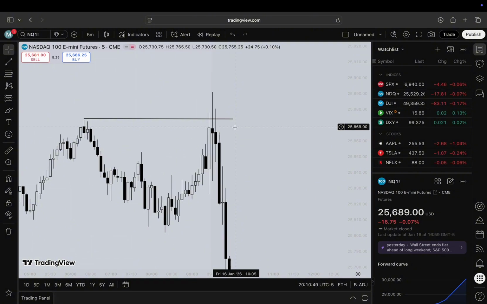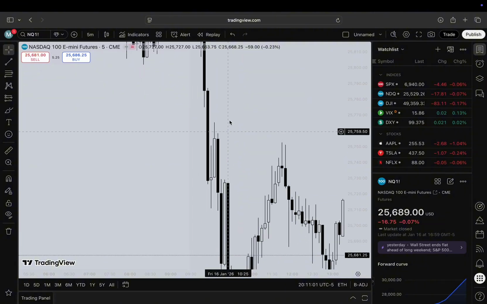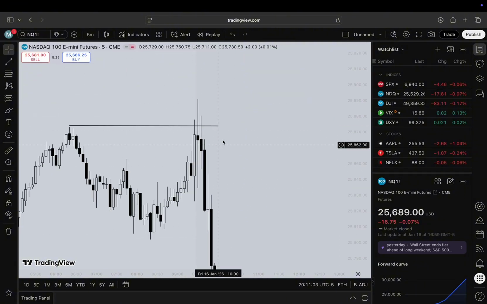And here is a perfect example. We see liquidity resting above here. We see price draw back up to this area of liquidity, sweep this liquidity, and then continue lower. So this is where you can anticipate a reversal.